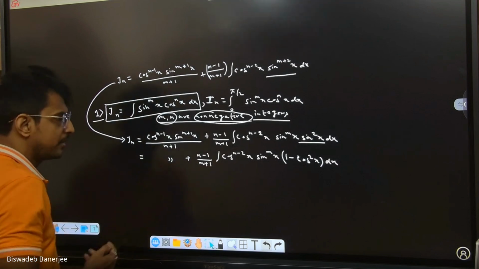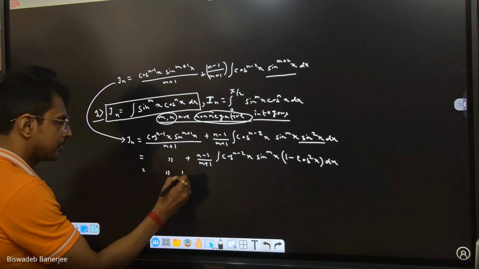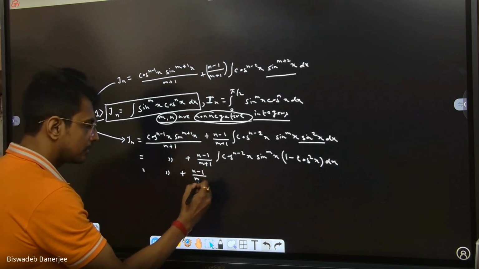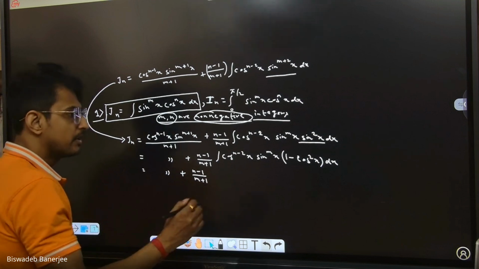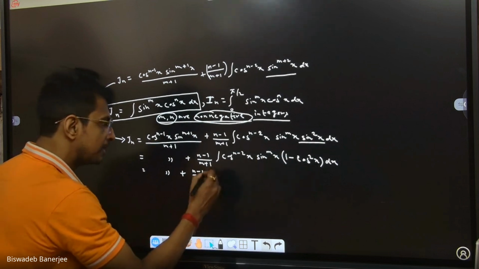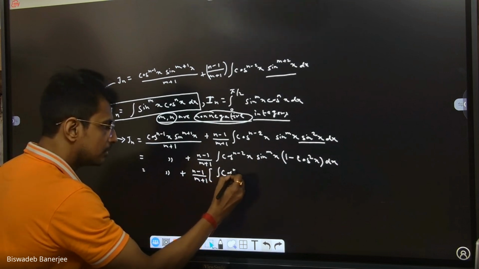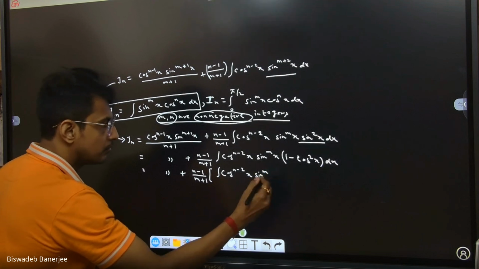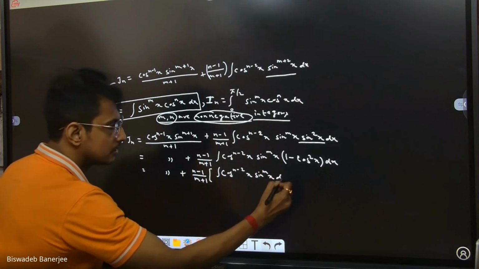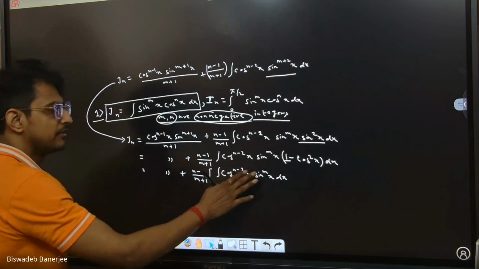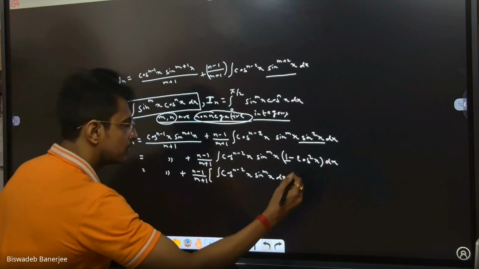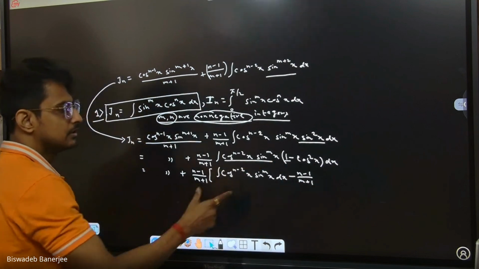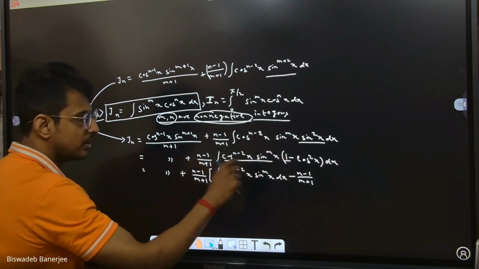Then again, my first part remains as it is. Then for my second part, we are just multiplying them. How to multiply them? At first, we are multiplying this with 1, giving you this. Then plus into minus is minus. We are multiplying this with 1, giving you this. Then plus into minus, giving you minus.